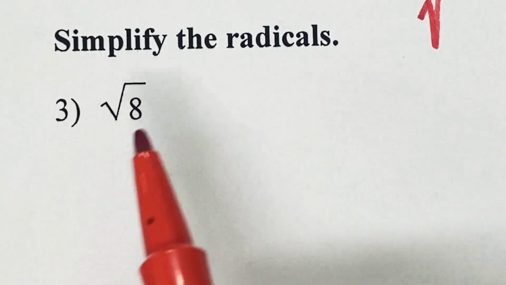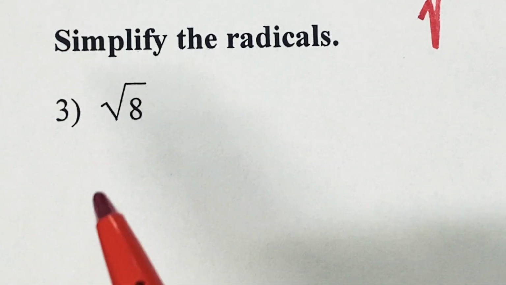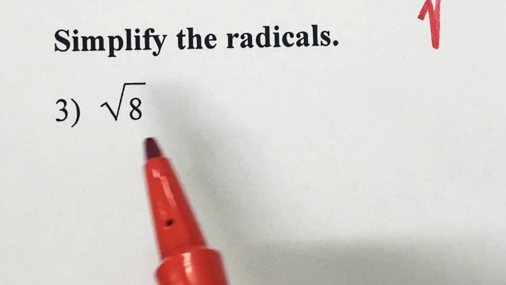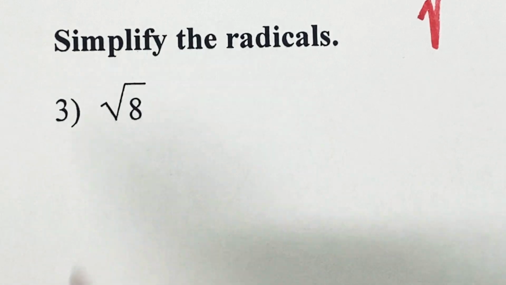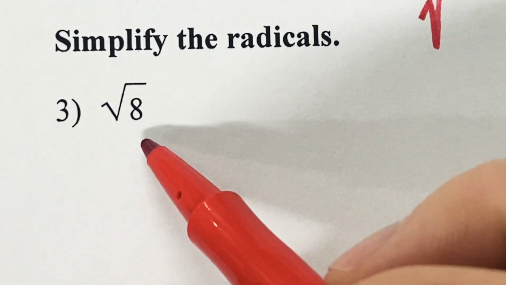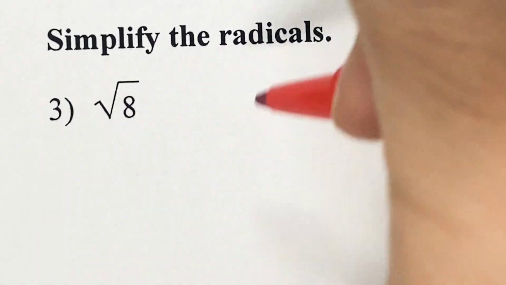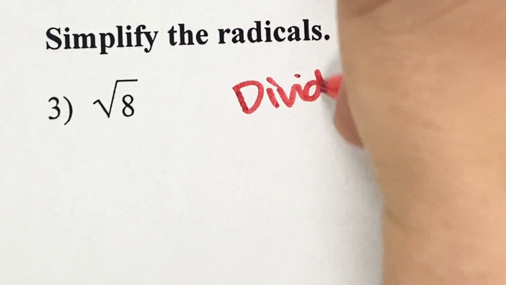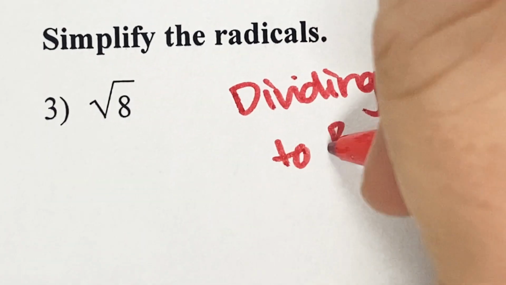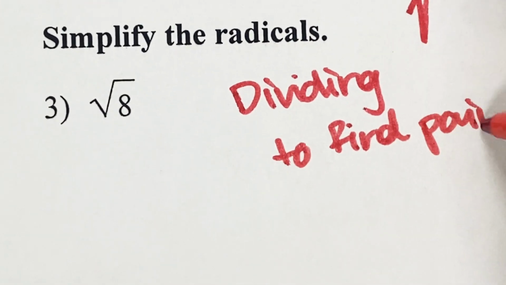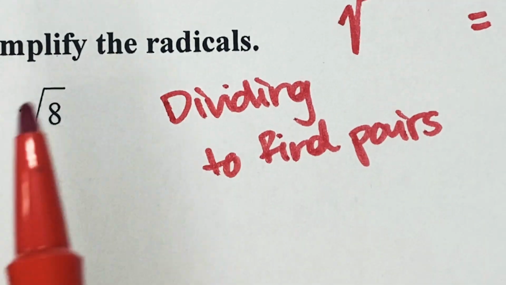Okay, think about these radicals as a house, okay? Now, in order to leave the house, we'll say that a number needs to pair up with its same number in order to leave the house. Think like go on a date or something. So what we are going to do is start breaking up 8, meaning we're going to start dividing 8 to find pairs of numbers that can leave. Dividing to find pairs, because they have to be a pair, a group of 2, to leave the radical.